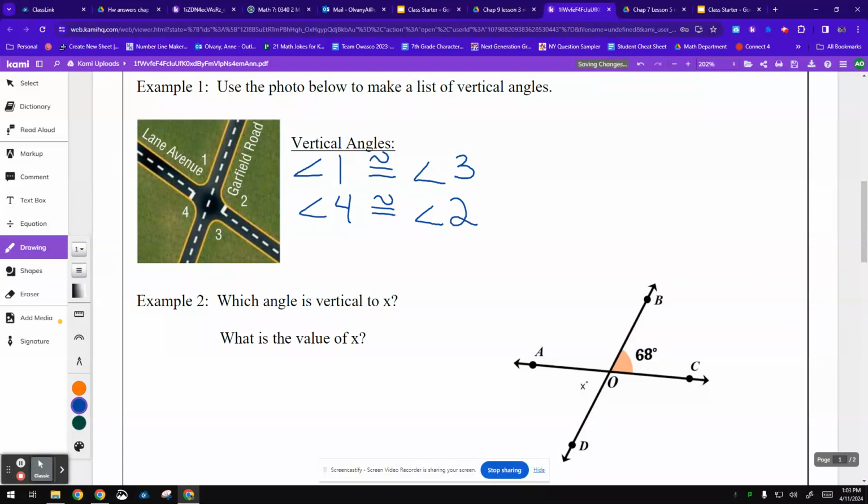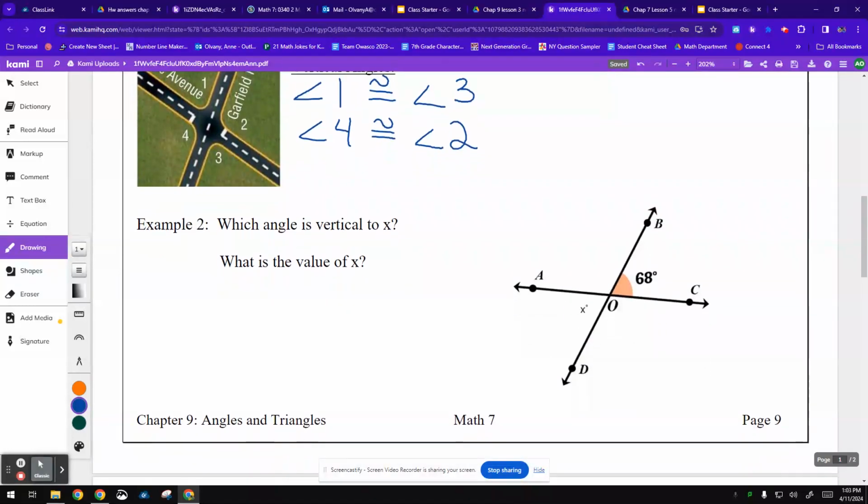Okay, this is fun. Okay, so now let's get to the nitty gritty where algebra marries geometry. It says, first of all, which angle is vertical to angle X? Let's name it. Angle, raise your hand. Who can name the angle? Mason. Which angle is vertical to X?